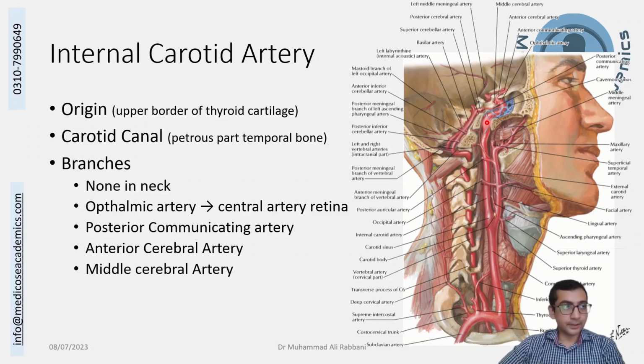The thing that you remember, and the thing where the examiners, including me, intend to confuse their student, is that they ask what are the branches of the internal carotid artery in the neck. So be very, very clear that there is no branch of the internal carotid artery in the neck. So internal carotid artery has no branches in the neck, and that's it. That's the thing to be remembered. And it moves up the carotid canal.